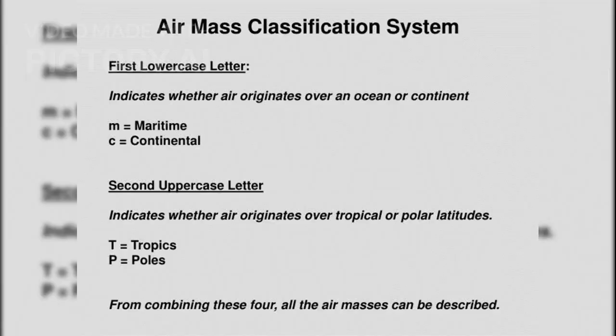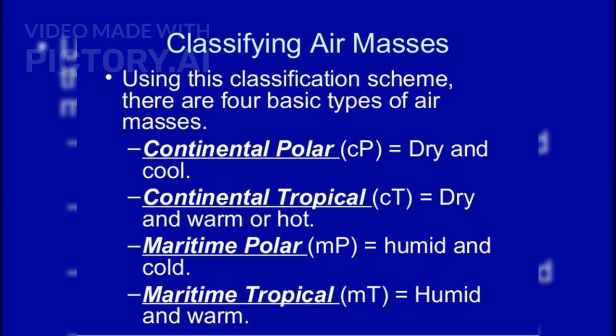Air masses are classified using a two-letter system. The first letter indicates whether the air mass originates over land or sea, while the second letter indicates whether it originates in tropical or polar regions. Using this classification, we identify four basic types of air masses: continental polar, continental tropical, maritime polar, and maritime tropical, each with distinct temperature and moisture characteristics.